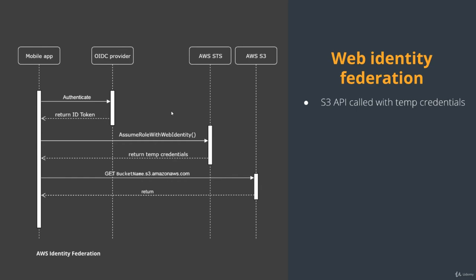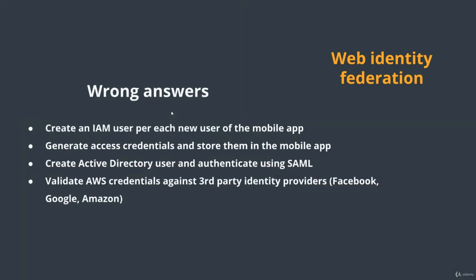This is it for this scenario. Please remember that in this scenario, you should not create an IAM user for each new user of the mobile app. Instead, you should create one role per one identity provider. You should not generate access credentials in the AWS Management Console and store them in the mobile app permanently. You should not create Active Directory and authenticate using SAML. You should not validate AWS credentials against a third-party identity provider like Facebook, Google, or Amazon.